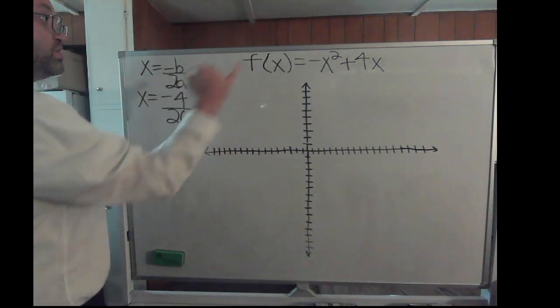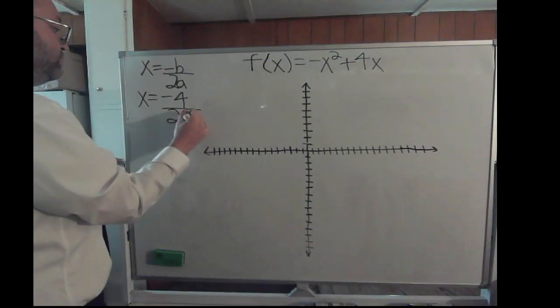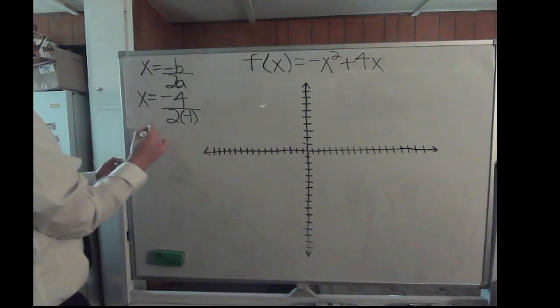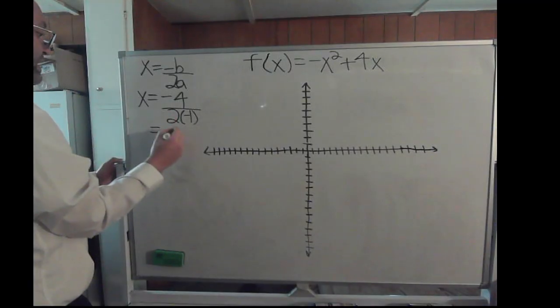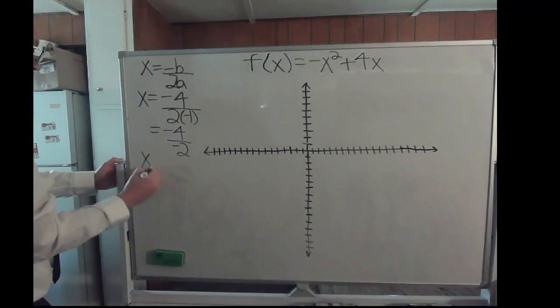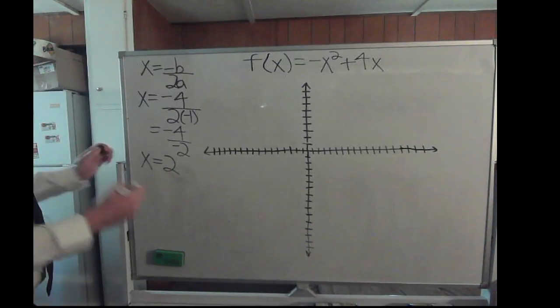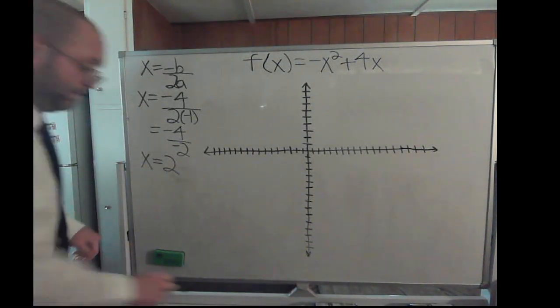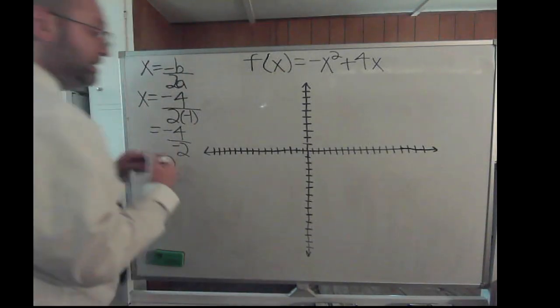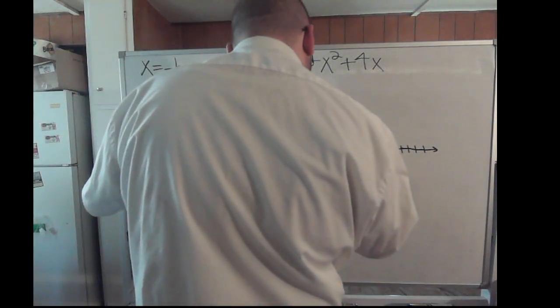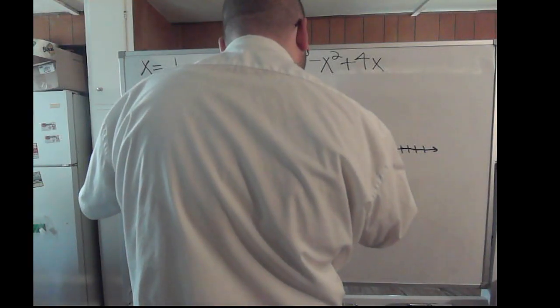Well, the coefficient of the x to the second term is negative 1. You end up getting negative 4 over negative 2. So x would therefore equal 2. The x-coordinate of the vertex is going to be at 2. That's also your line of symmetry, x equals 2. So let's go ahead and draw that line of symmetry at x equals 2.